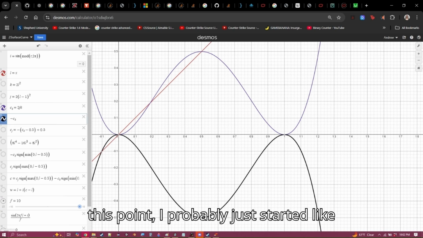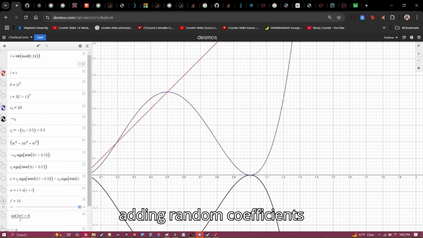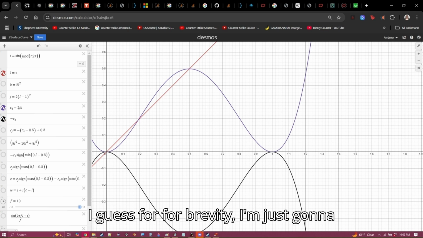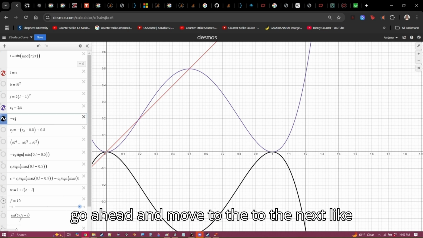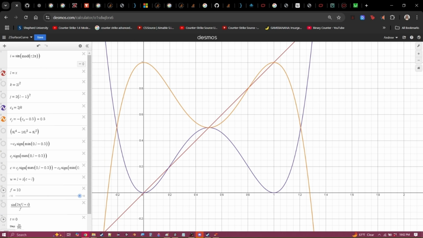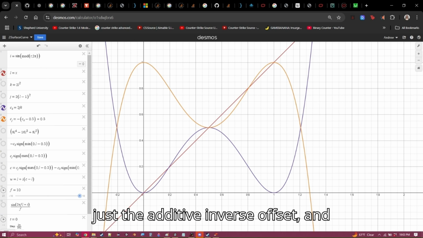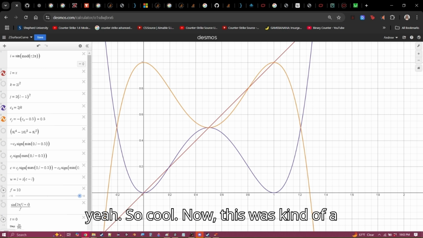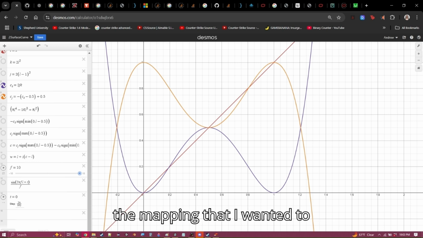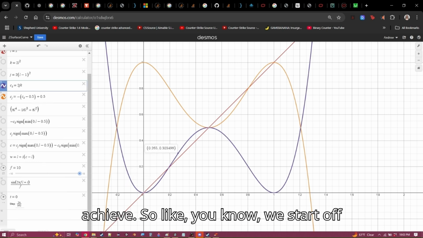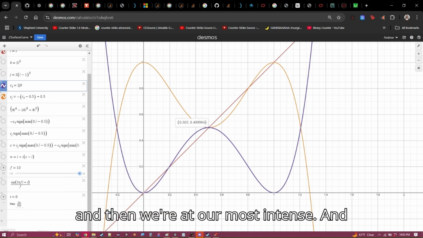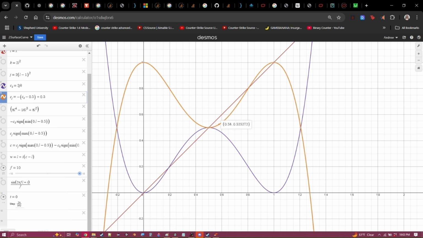At this point I honestly probably just started adding random coefficients and offsets and stuff. So for brevity, I'm just going to go ahead and move to the next part, which is this. So basically just the additive inverse, offset, and yeah. So cool. Now, this was kind of a checkpoint almost, because this achieves the mapping that I wanted to achieve. We start off slow, and then we get more intense, and then we're at our most intense, and then once we get to the other side here, then we start.